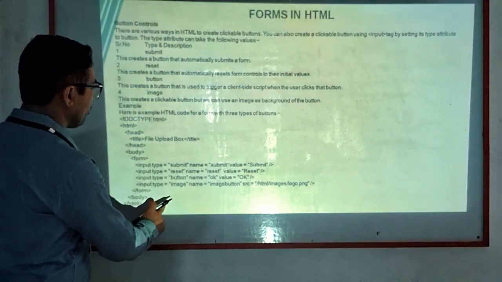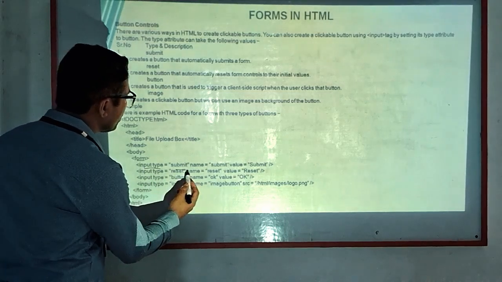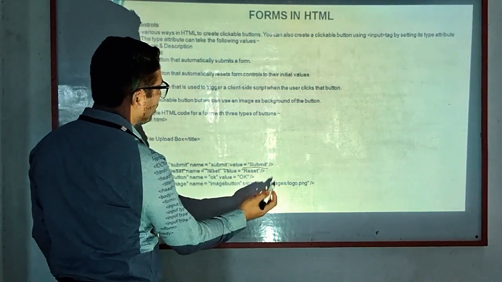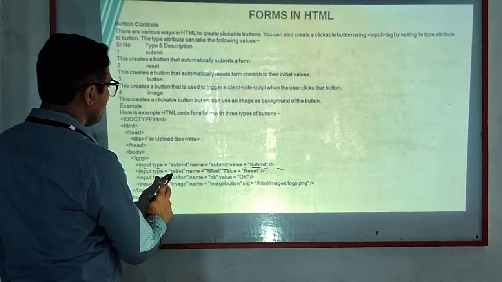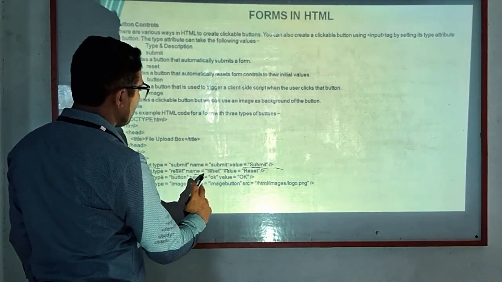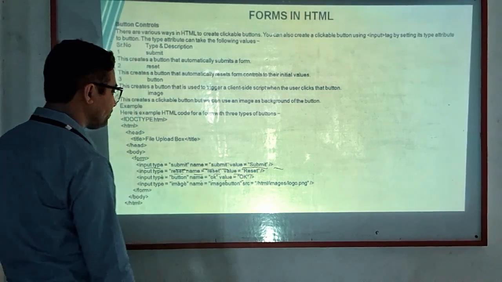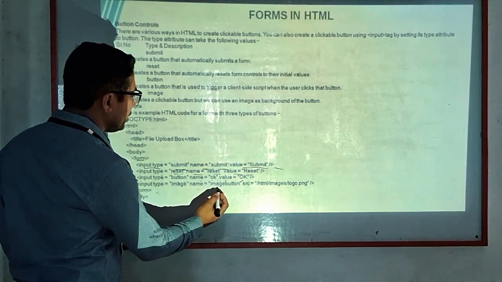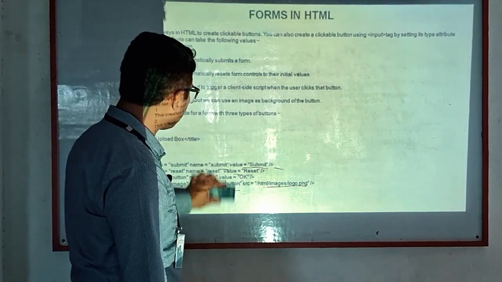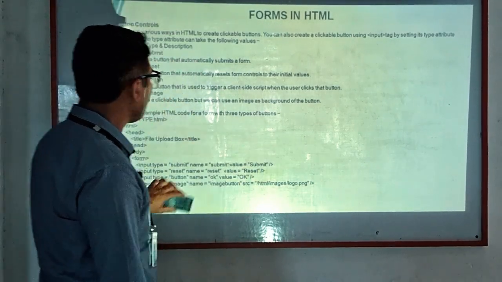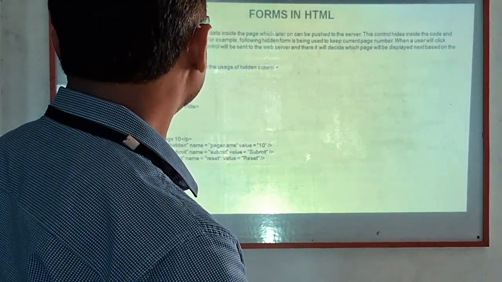Here we have shown some examples of how you can add different types of buttons. Form, input type is equal to submit, name is equal to submit, value is equal to submit. Okay, so this will work and this will submit the form. Similarly, input type reset, name reset, value reset, then input type button, name OK, value OK, input type image, name image button, and image location. Okay, you can try these examples and you can combine all the previous settings that we have seen and make a new form.